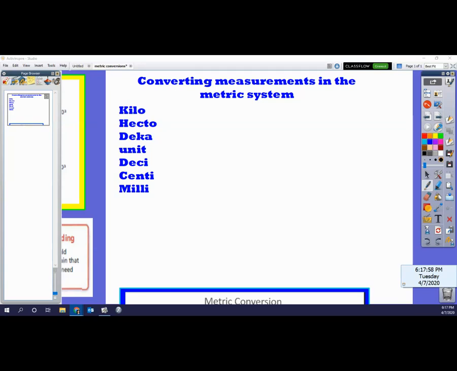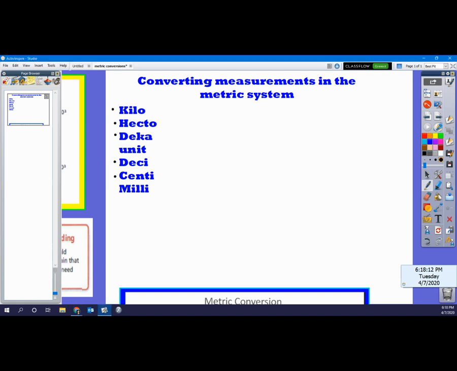Let's talk about converting measurements in the metric system. In our last video, we talked about the prefixes that are used in the metric system: kilo, hecto, deca, deci, centi, and milli. And we remember their order by the silly little phrase, King Henry died unexpectedly or unusually drinking chocolate milk. All right, now I have a little chart that's going to help us out with this.